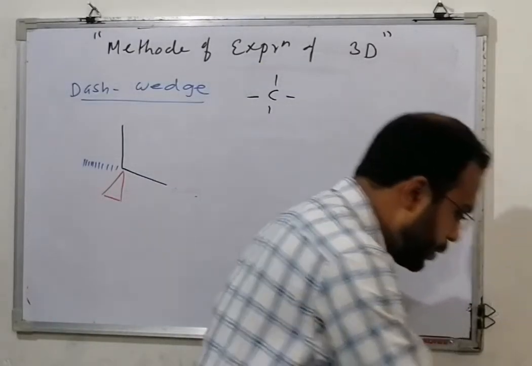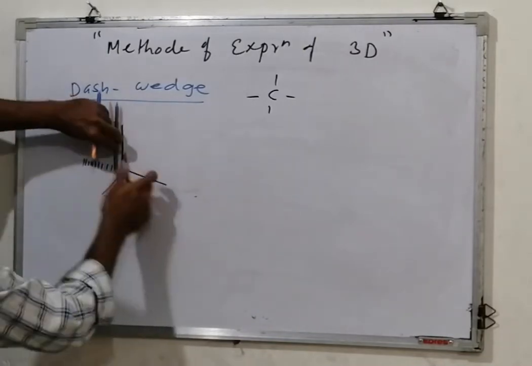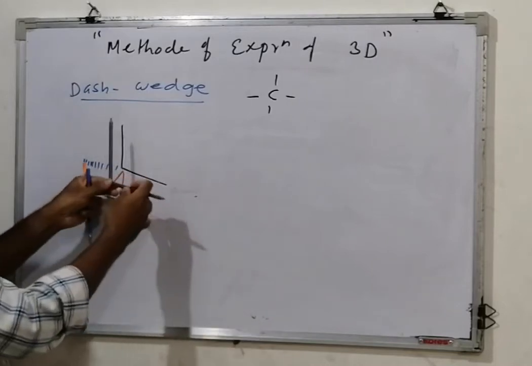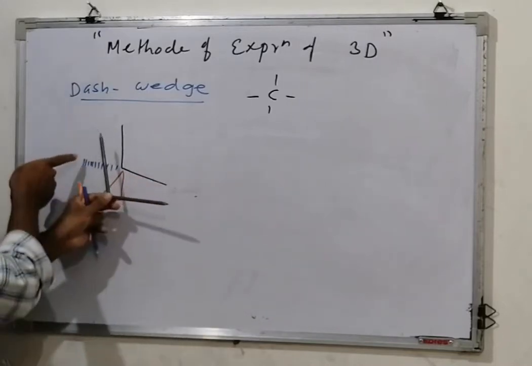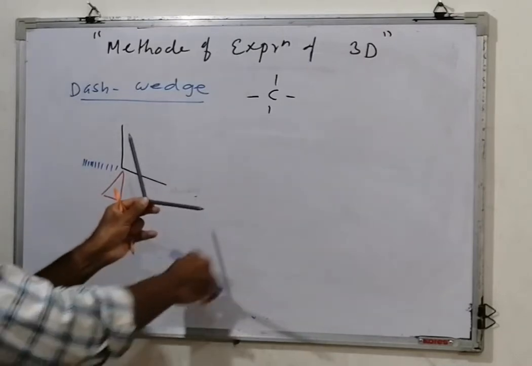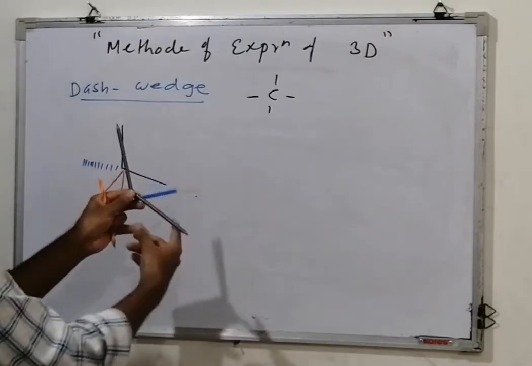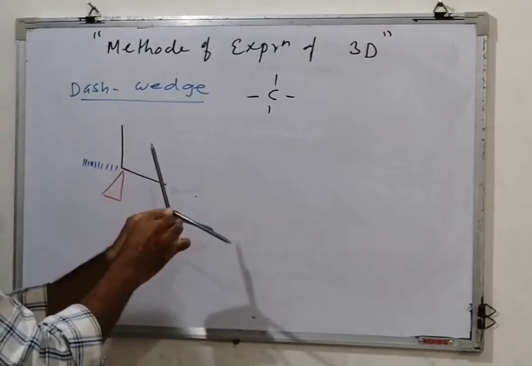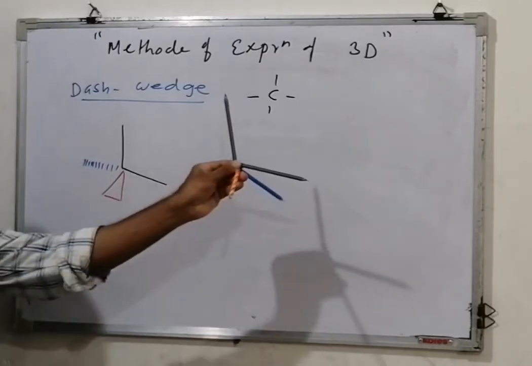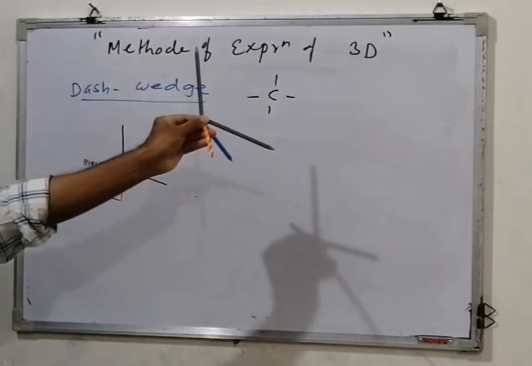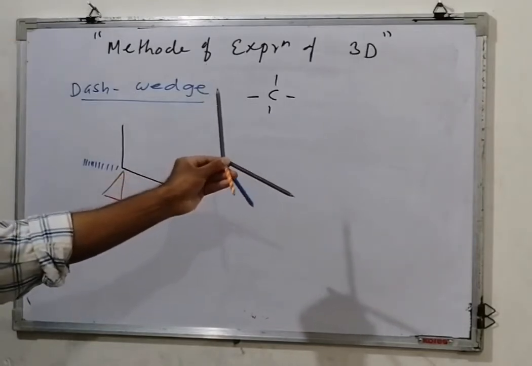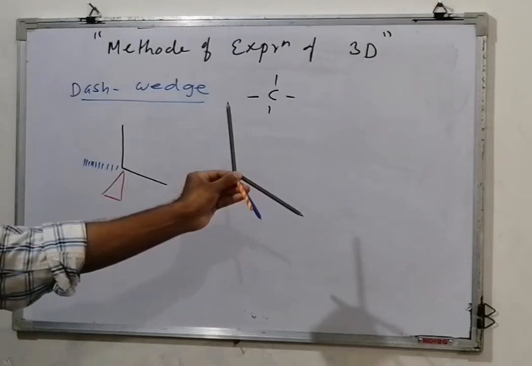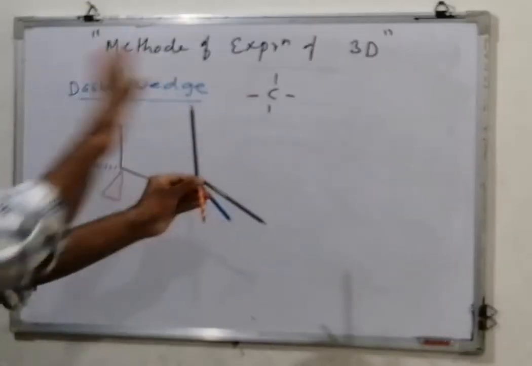I can show you that. Suppose you are observing from that side. This blue dash line is the bond away from the observer, and this red line is the one towards the observer. When you look from here, the molecule seems like this. These two are on the board.